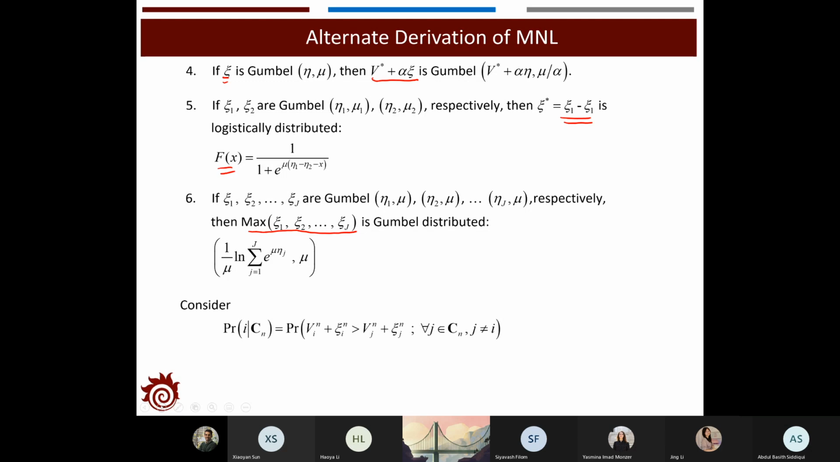So this is what we get from the original definition. The utility of i should be higher than the utility of all the other alternatives, which means that the utility of i should be higher than the maximum value of all the rest j minus 1 alternatives. And apparently this one also follows a Gumbel distribution. This is based on property 6.